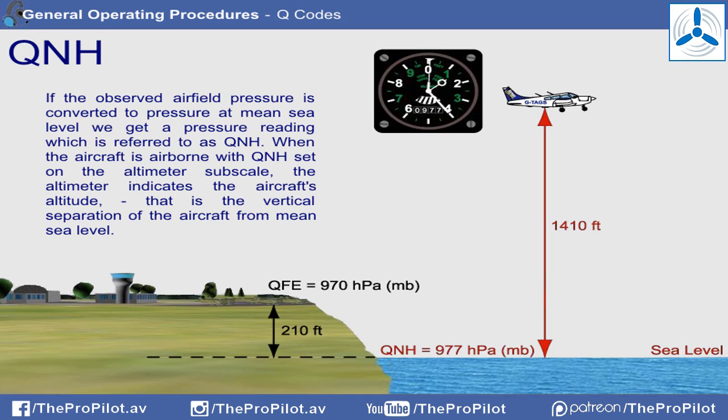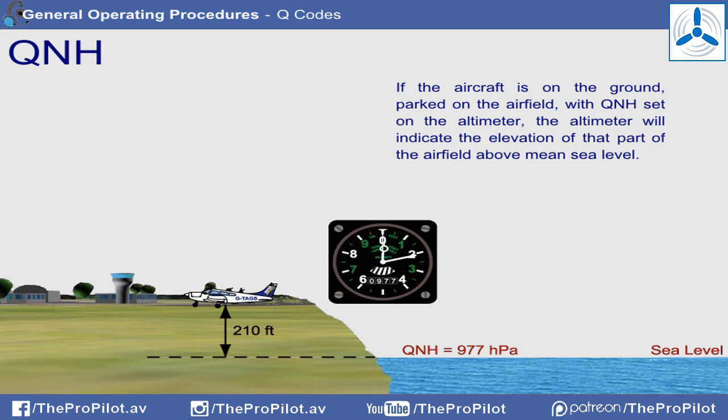If the observed airfield pressure is converted to pressure at mean sea level, we get a pressure reading which is referred to as QNH. When the aircraft is airborne with QNH set on the altimeter subscale, the altimeter indicates the aircraft's altitude. That is, the vertical separation of the aircraft from mean sea level. Here, the QNH is shown as being 977 hectopascals. If the aircraft is on the ground, parked on the airfield with QNH set on the altimeter, it will indicate the elevation of that part of the airfield above mean sea level.